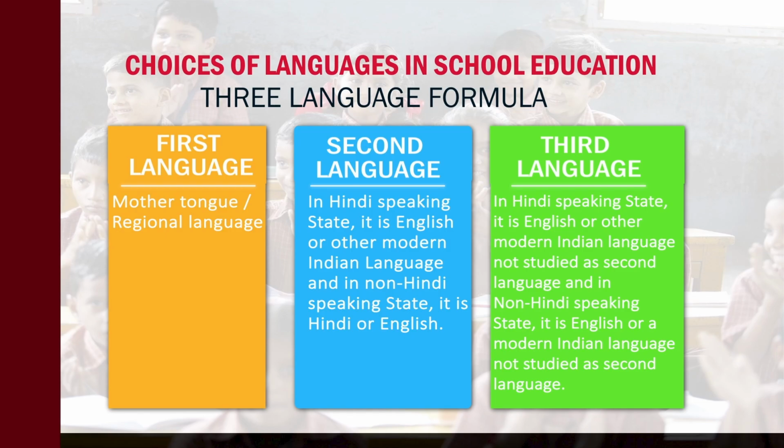So friends, three languages they are supposed to study, out of which mother tongue will be the first language. Then in non-Hindi speaking states, you will find that English is studied as the second language, and the third language is any Indian language, maybe Sanskrit, maybe Urdu, or maybe any other language also.